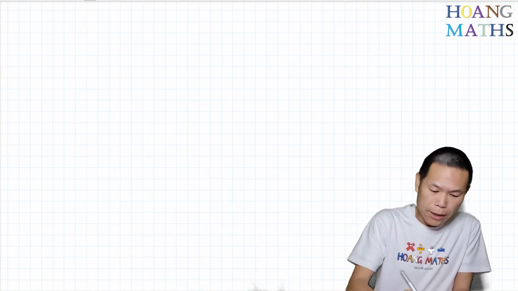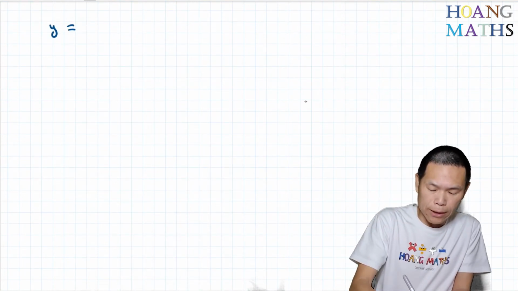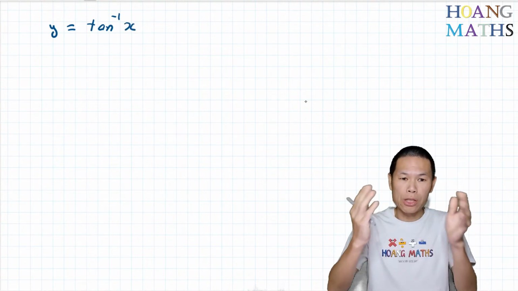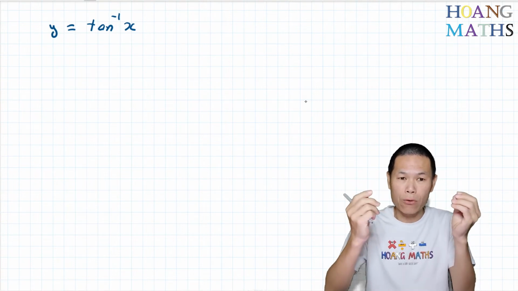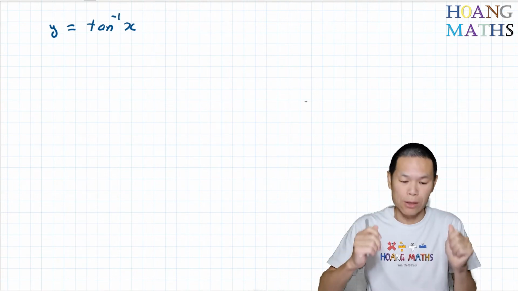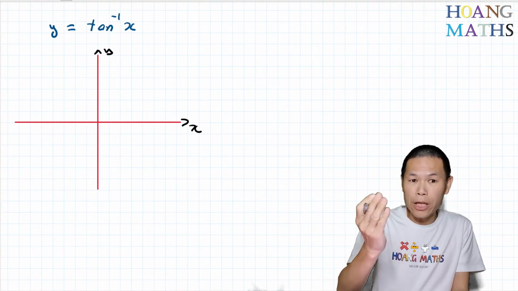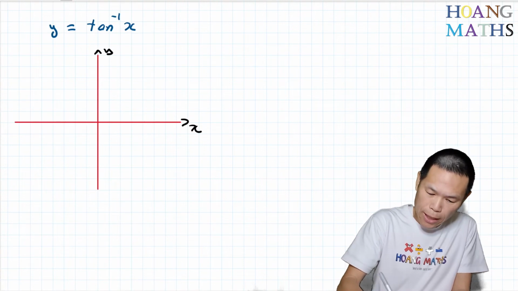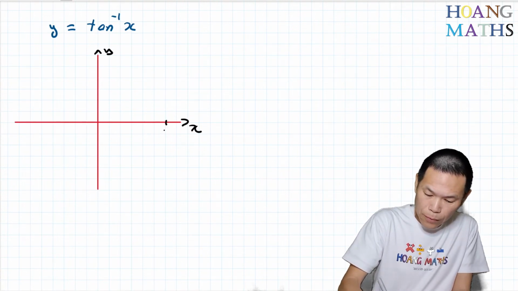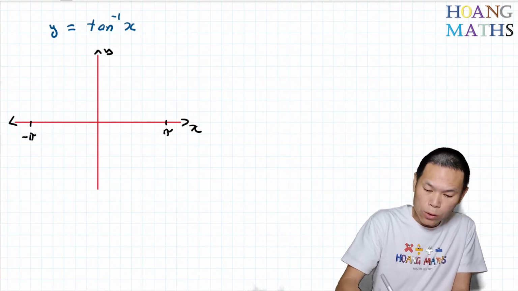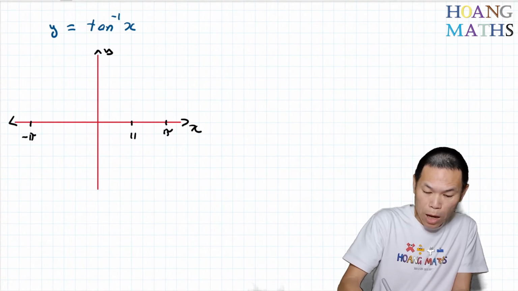Let's graph y equals tan inverse of x. So to sketch y equals tan inverse of x, let me just do the same process. Okay, let's graph y equals tan x first. So this is x and this is y. So let's just sketch between −π to π. Okay, so this is π. This is −π. And of course, we know that halfway between is π/2.